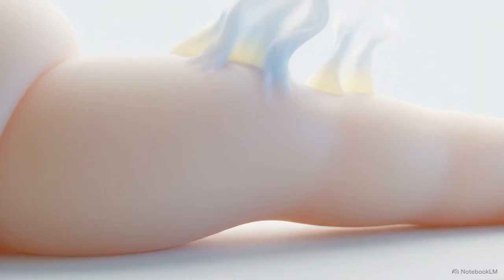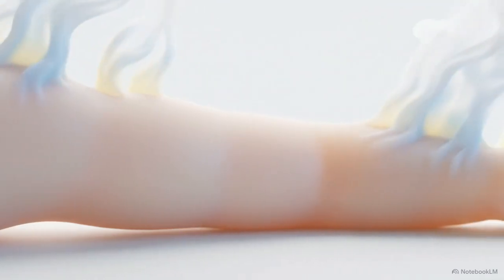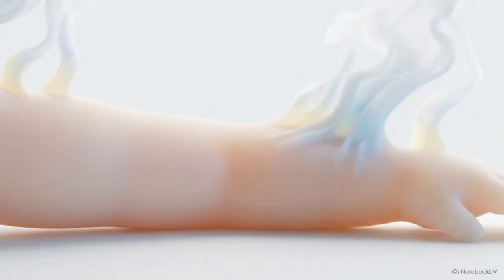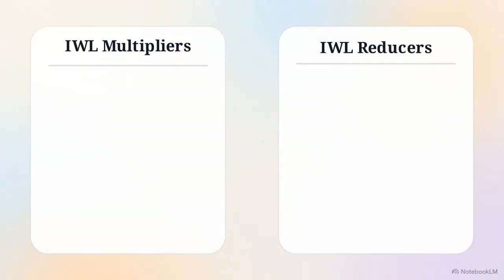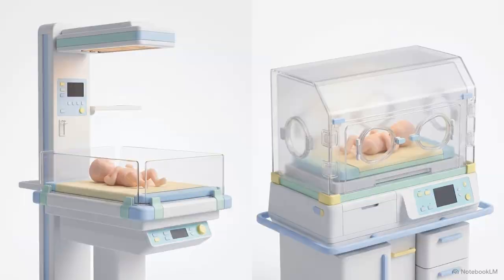The second step is factoring the environment. Premature skin lacks a competent epidermal barrier, causing insensible water loss to skyrocket through evaporation. Hardware significantly alters this loss. Radiant warmers and phototherapy increase the water requirement, while double-walled humidified incubators preserve it. A neonate's fluid requirement is never a static value. It is modified by the specific hardware they are housed in.